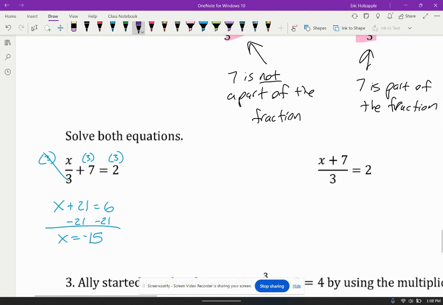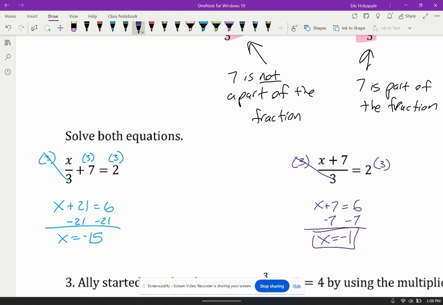As we go to the next one, x plus 7 over 3. So we're going to do the same process. We have to multiply by 3. The only difference is because the 7 is a part of the fraction, it's not considered a different term. And since it's considered the same term, we're not going to multiply it individually by the 3. It's going to go with the whole fraction. So those 3's will simplify down to 1, and then our 2 times 3 is 6. So therefore, we have to subtract our 7 on both sides now, and we get x equals negative 1.